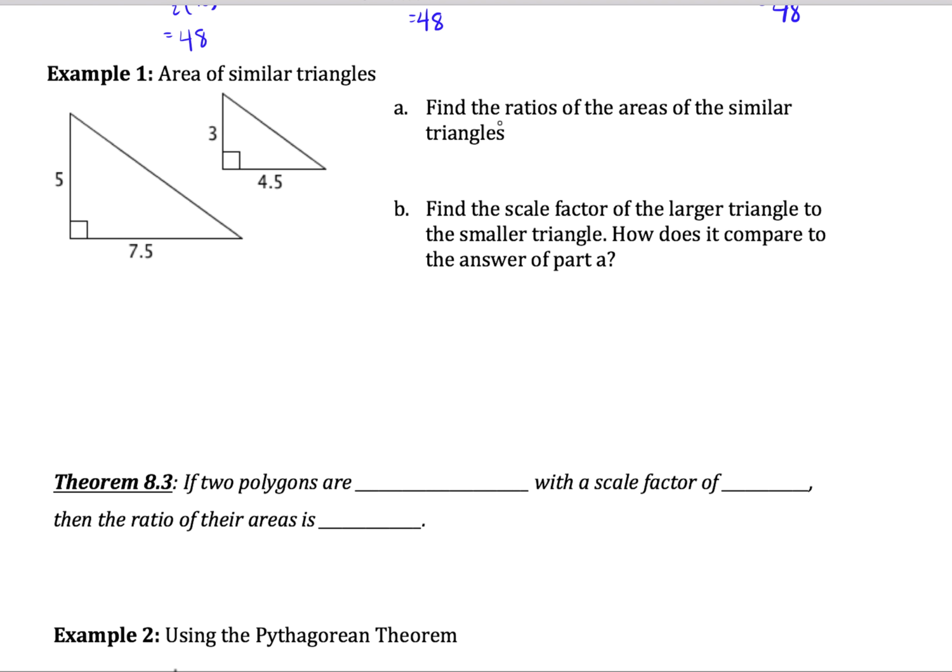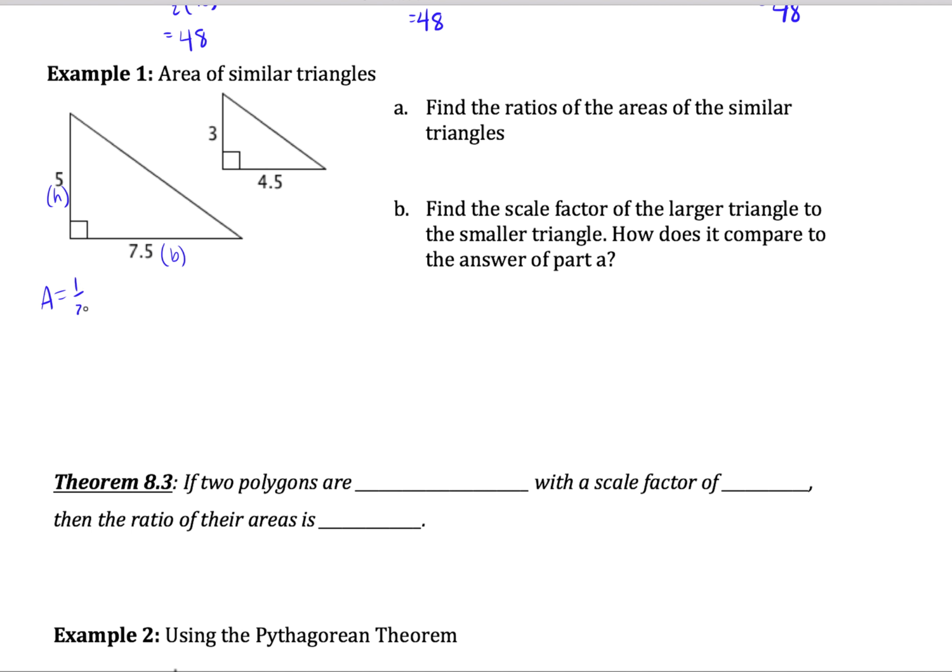So for part A, it says find the ratios of the areas of these two similar triangles. These triangles would be similar by side angle, side similarity. Let's find the area of this larger triangle first. Of course, this 5 can be our height, and the 7.5 can be our base, because the segment that's 5 is perpendicular to the segment that is 7.5 units long. So that can be our height, that can be our base.